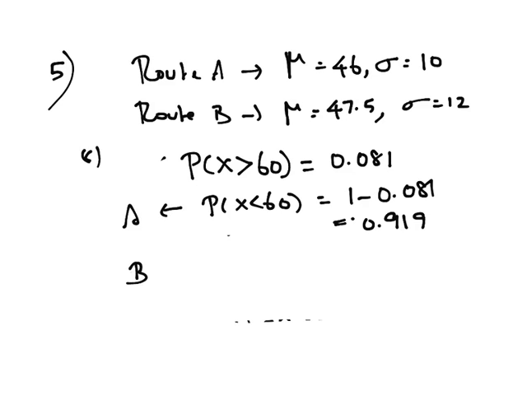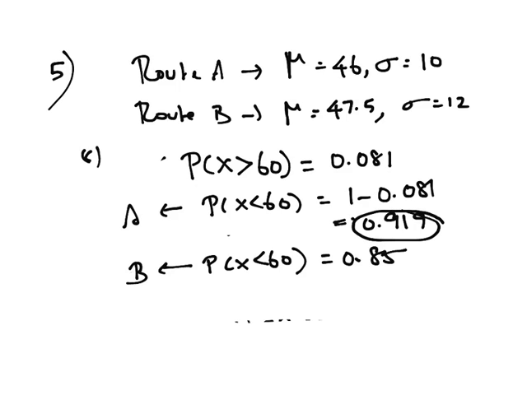Now for route B, it is given in the problem that P of x less than 60 is 0.85. Now if you look at it, the probability for route A is more. That means the probability of reaching the destination before 60 minutes is more if we take route A than route B. So the answer is, we should definitely take route A, and the justification is because the probability is more. Okay, so it's quite logical. Let's go to the next subdivision.